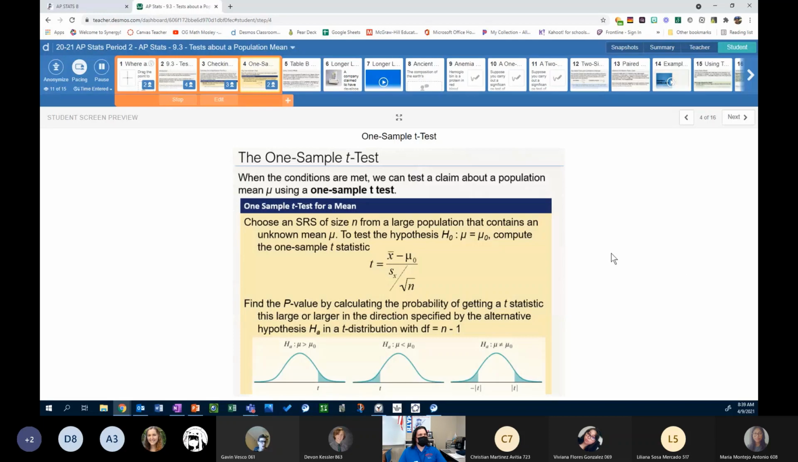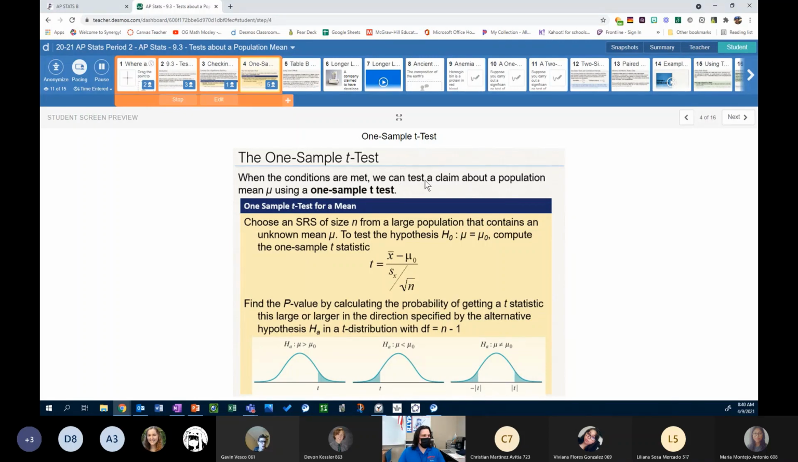Once we have checked conditions, we then move on to doing the math, conducting our test, so to say. And in this case, when we're dealing with population means, we're going to use the one sample t-test. Proportions, use the one sample z-test. Now we're doing one sample t-test.